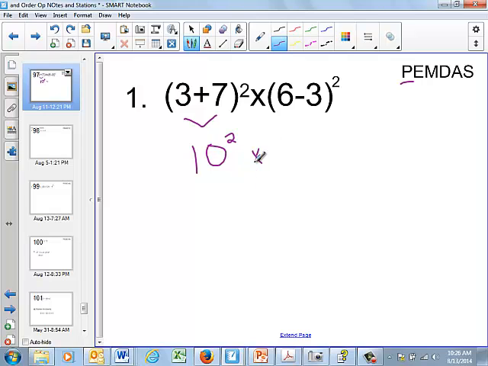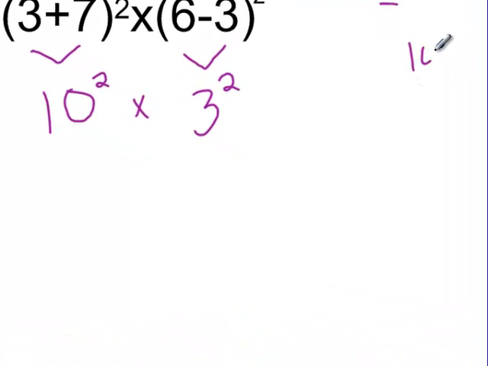My multiplication symbol. Inside of these parentheses, I have 3 squared. Now I do my exponents. This is the step that we're adding today that we haven't done yet. In order to square 10, that means that I do 10 times 10, 2 tens. So 10 times 10 is 100.